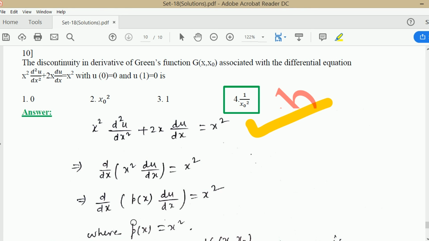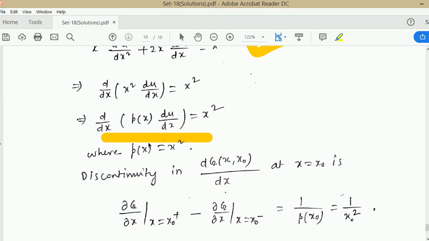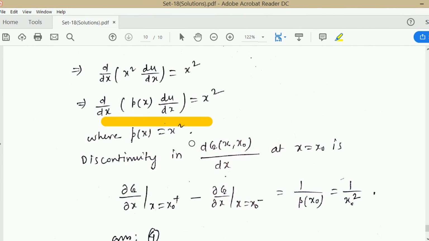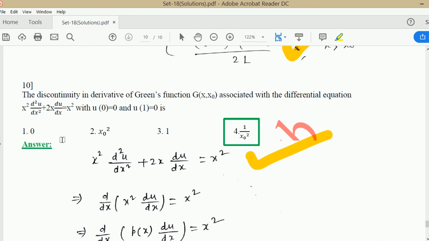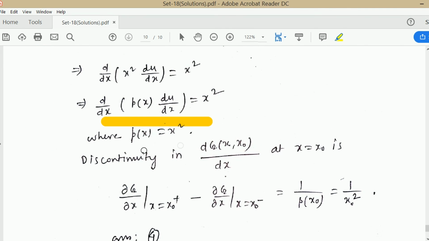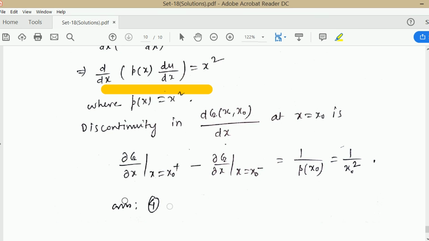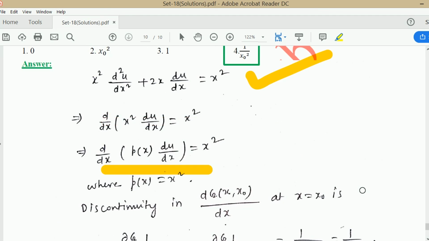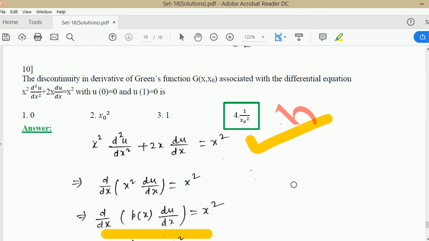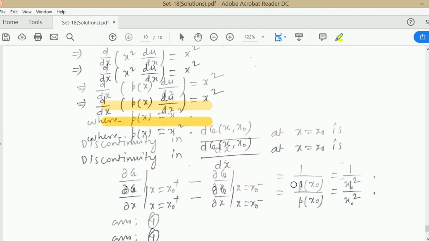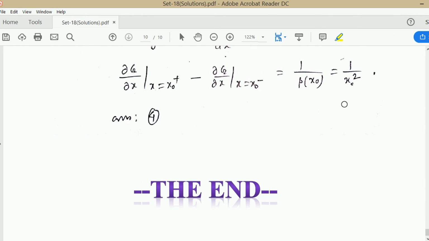So d/dx of this equals x square, and p of x is given to be x square here. Now we have to find the discontinuity, so we did this to determine p of x. So the discontinuity is 1 by p of x at x equal to x naught, so 1 by x naught square. Basically this problem is very easy. Okay, so it is matching with option 4, so option 4 is the correct option, and this is the end.